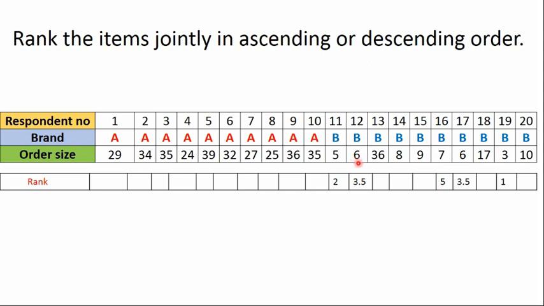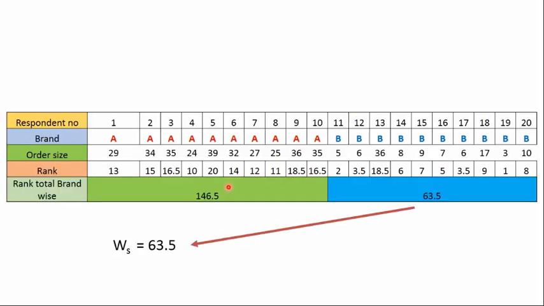The ranks for 6 would be 3 and 4, but we will give the average rank. 3 plus 4 is 7, 7 divided by 2 is 3.5. I will give them 3.5 and 3.5. Now, for the next item, I will use rank 5. In this way, we will rank the items. You can check here. These are the ranks, given in ascending order, taking all the items jointly. Then we have to sum, take the total of ranks, rank total brand-wise.